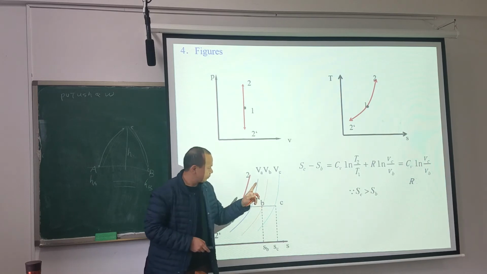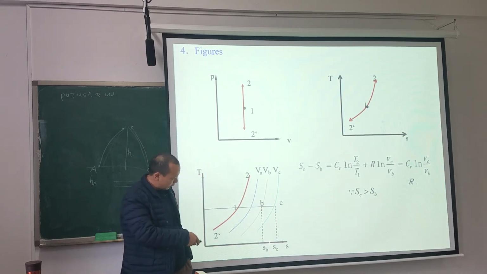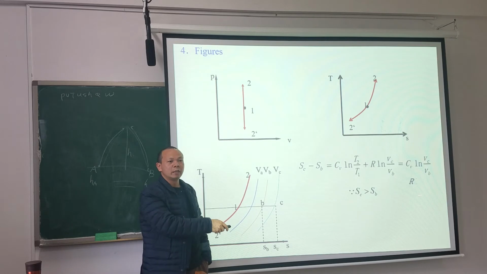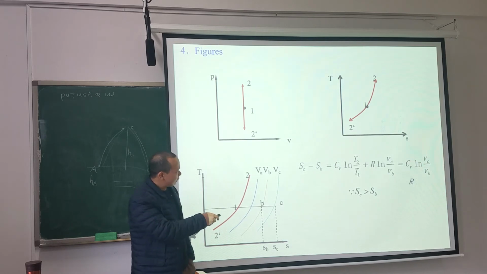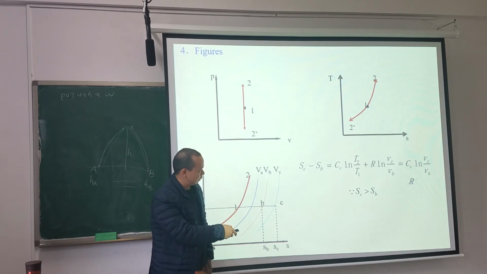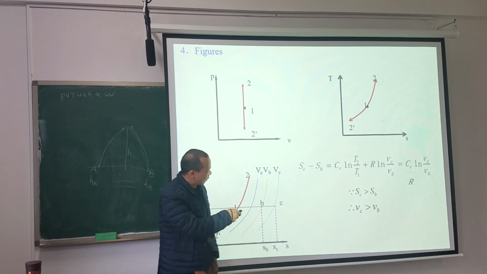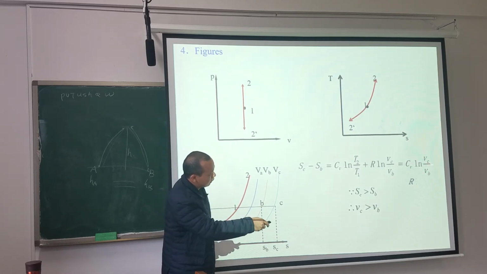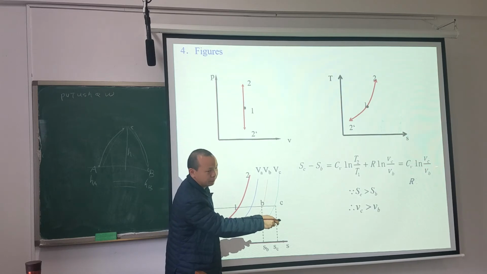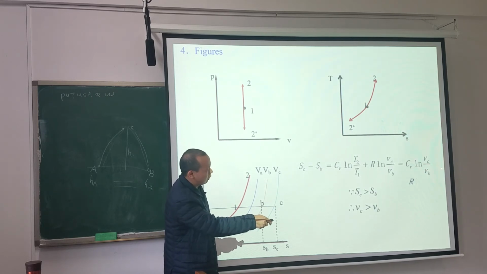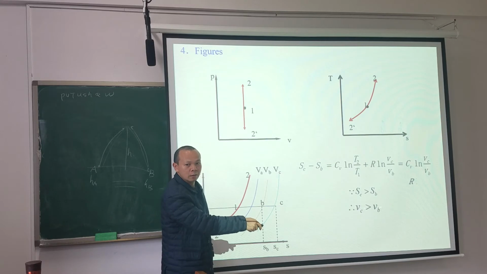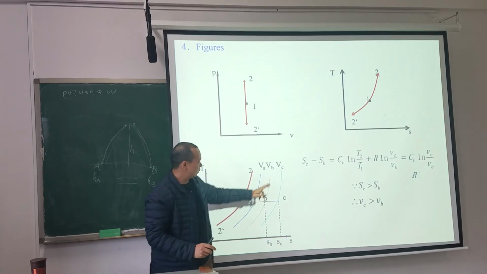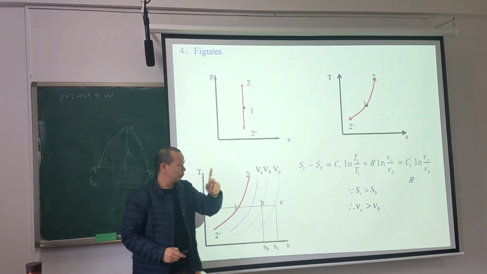And now we know from this figure, SC is greater than SB. So we know SC minus SB is greater than 0. Because this part is greater than 0, this part must be greater than 0 also. So we need VC greater than VB. So we have found VC is the biggest one.